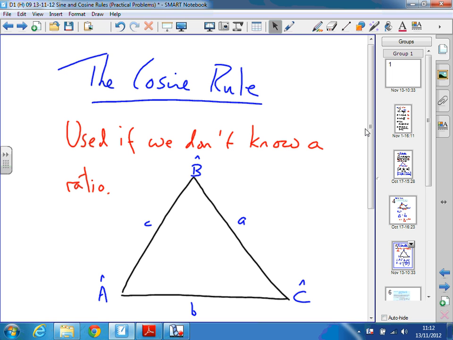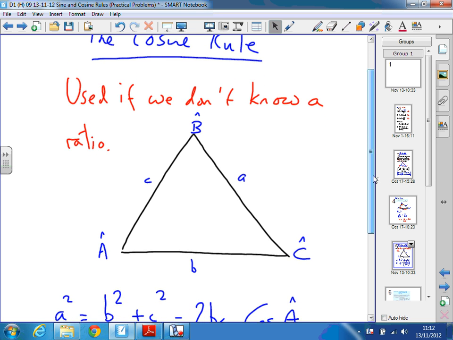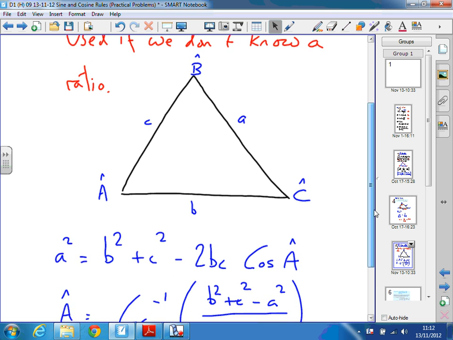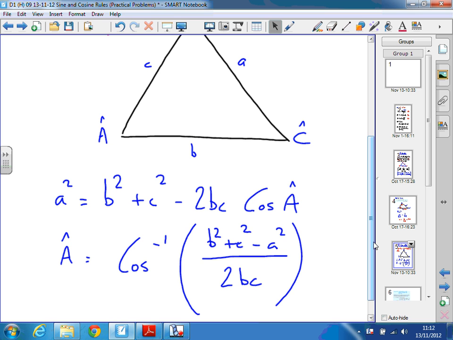Cosine rule then. Again, it applies to triangles that are not right-angled triangles. We use the same convention as we do with the sine rule, and we use it in two forms. Either a squared equals b squared plus c squared minus 2bc cos A.